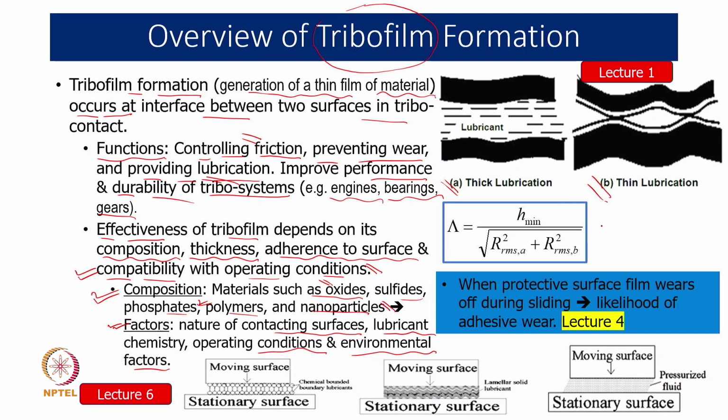So what we generally do, we say tribofilm can be classified in various categories based on a specific film thickness. And if this film thickness is not sufficient, during sliding the film wears out. Then there is a chance of adhesive wear, and that was covered in lecture 4. In lecture 6 we said we can have a chemically bonded layer or physically bonded layer attached to the surfaces. In the interface we can use a lamellar solid, we can use a pressurized fluid.